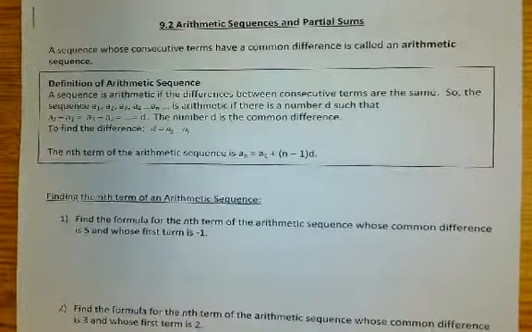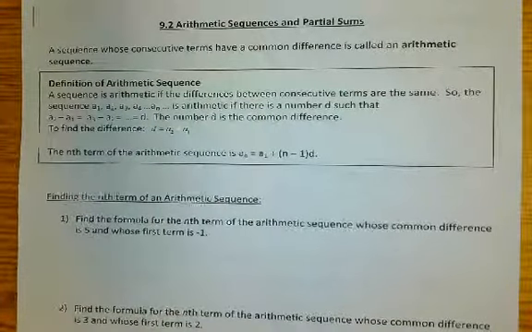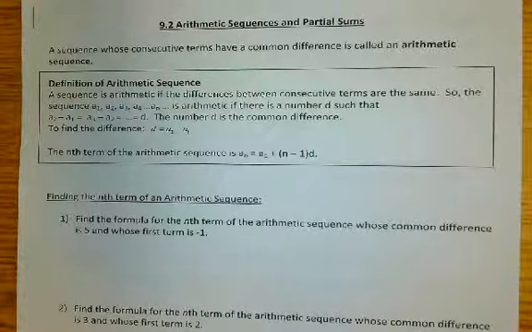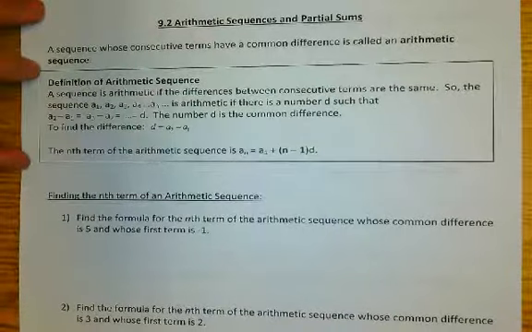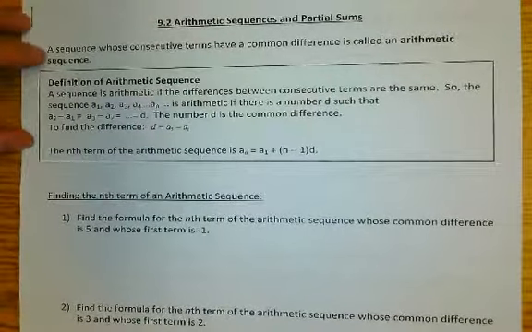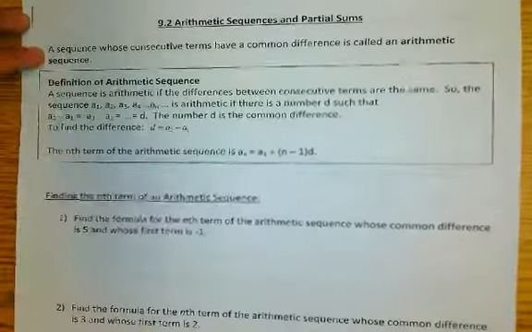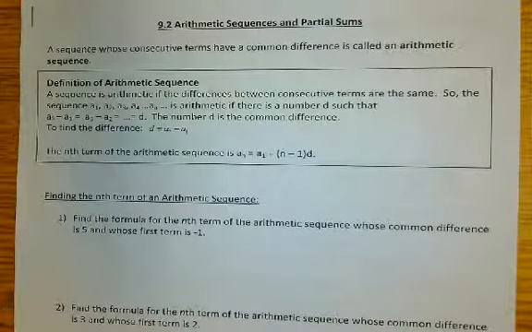Alright, so this should say 8.2 by the way, sorry. So 8.2, arithmetic sequences and partial sums. The definition of an arithmetic sequence, here's a simple everyday language on the top. A sequence whose consecutive terms have a common difference is called arithmetic. That's as simple as I can introduce it for you to understand.